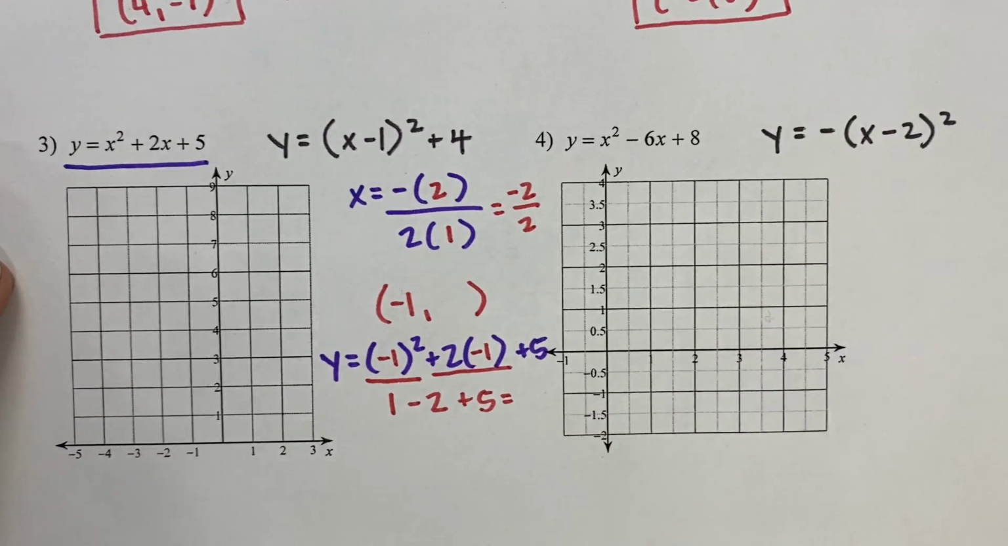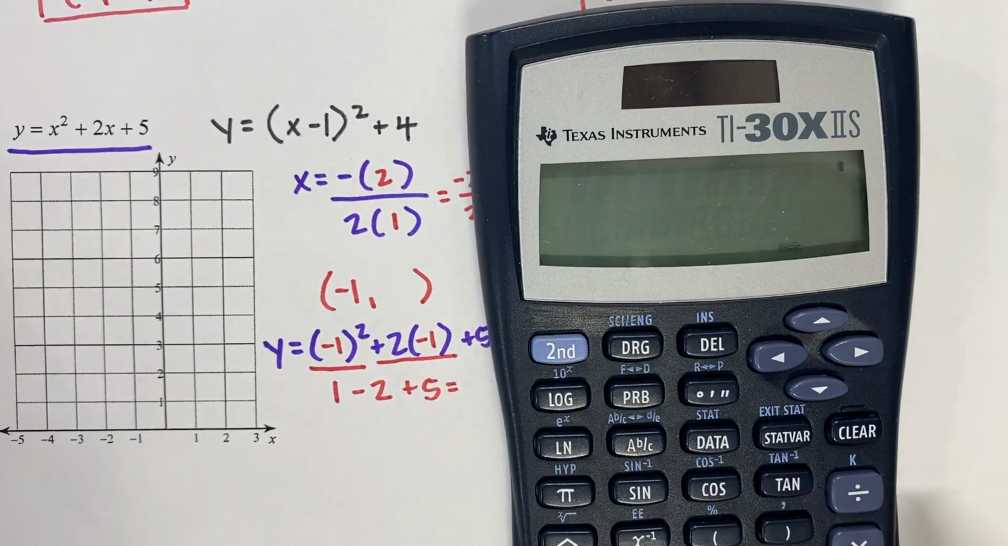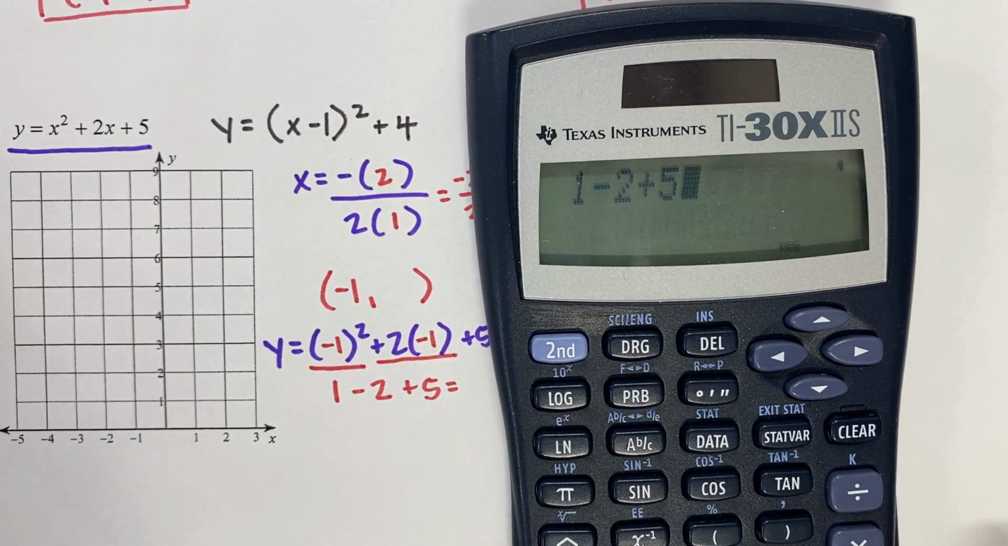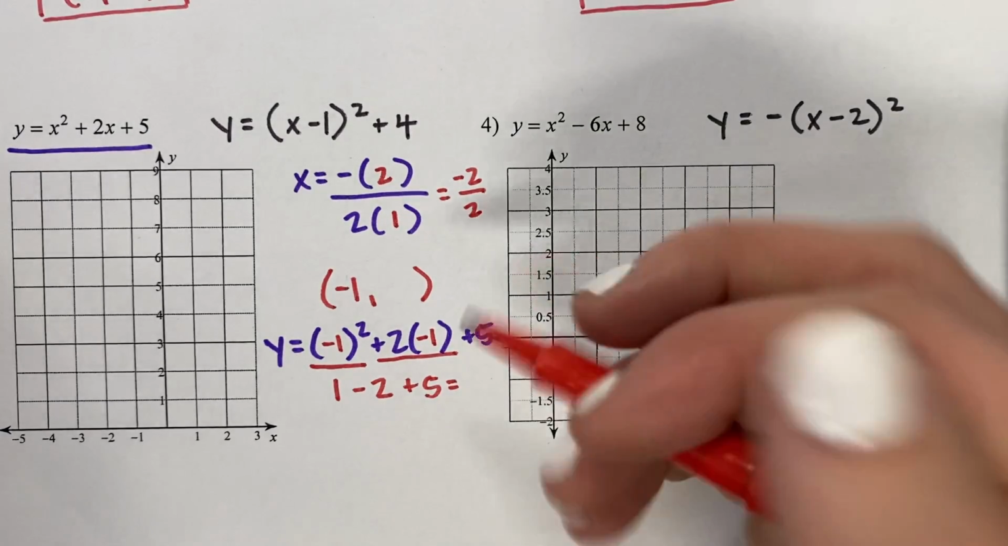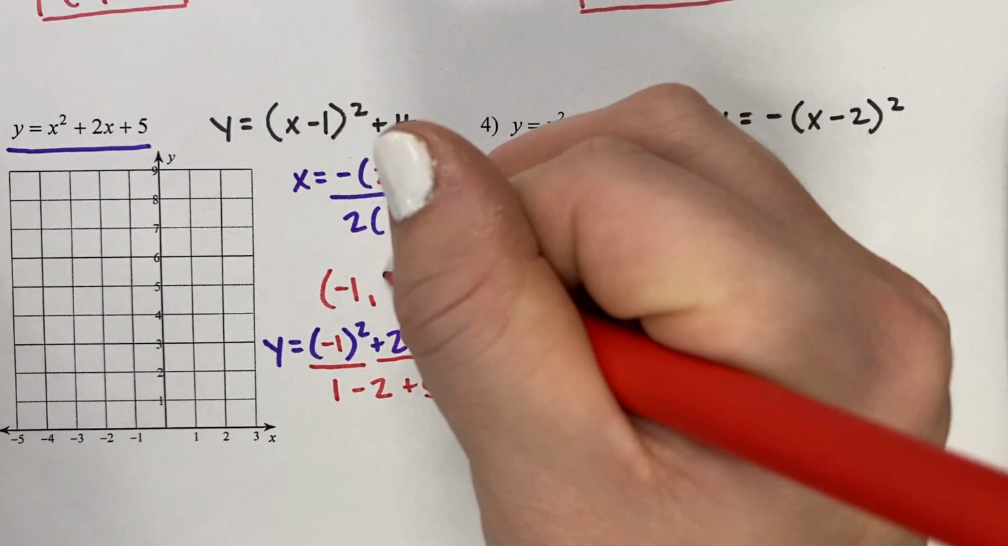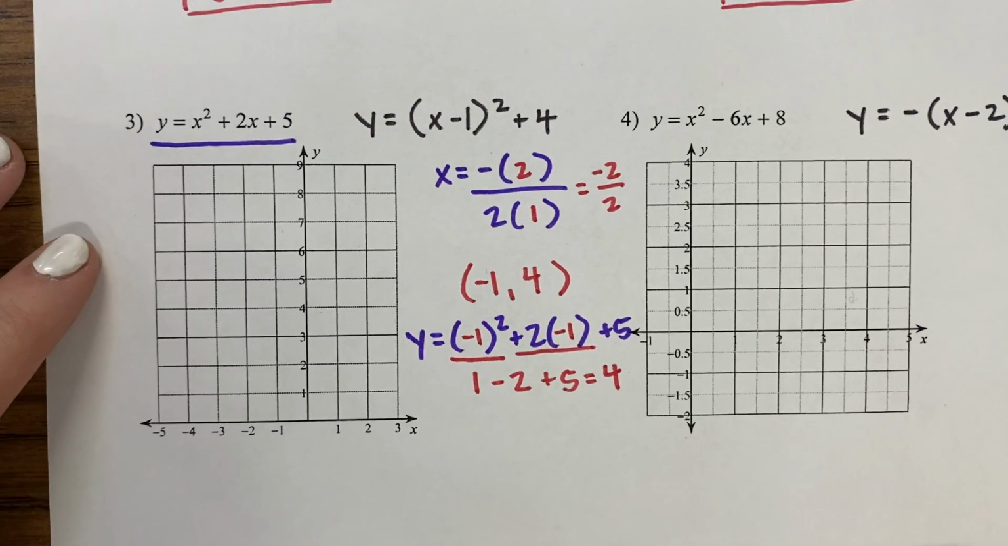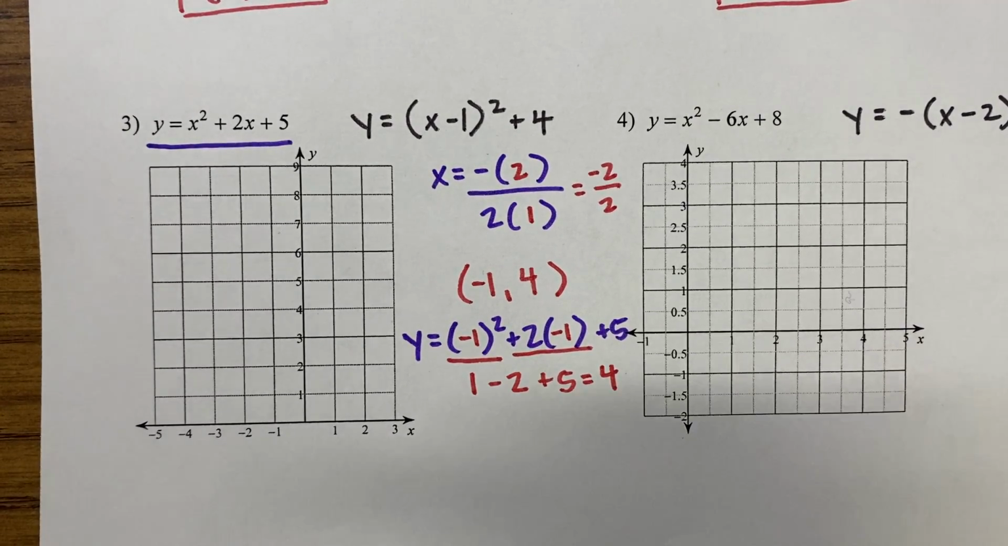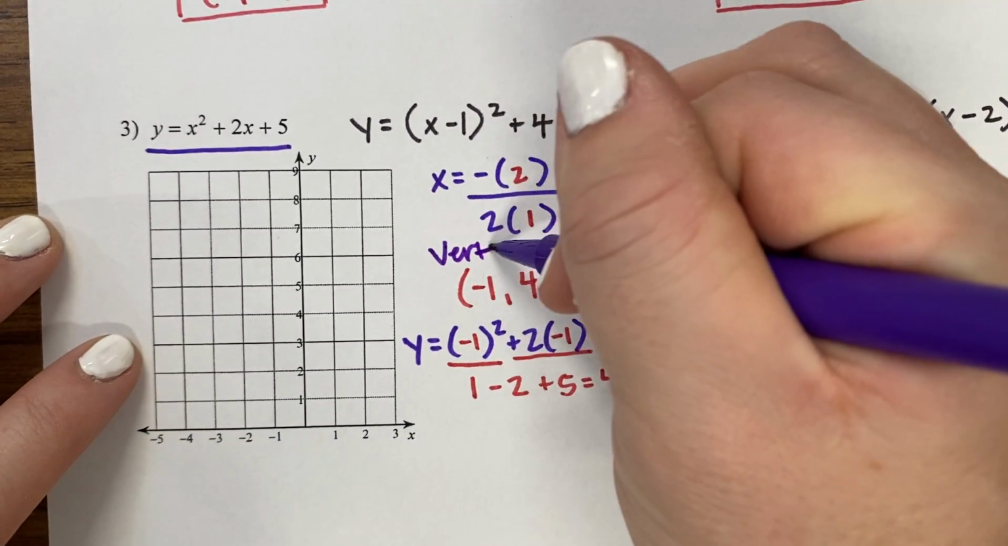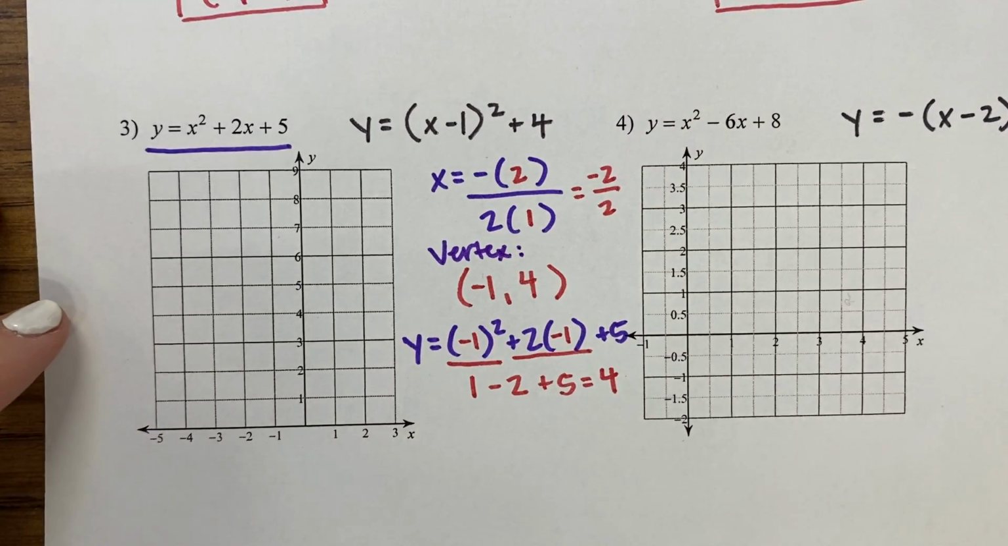Now I just need to figure out what this is. We can put it all in the calculator if we want. 1 minus 2 plus 5, and it gives me positive 4. So we know that the y part of my vertex for my purple guy is positive 4.